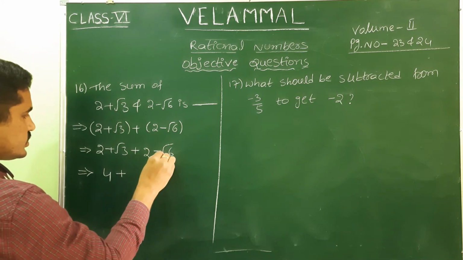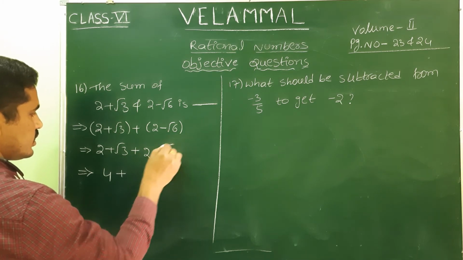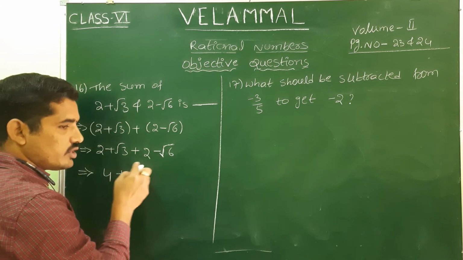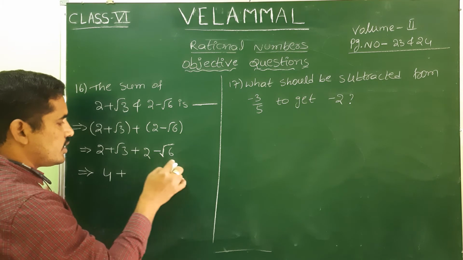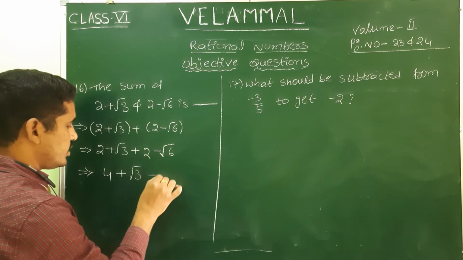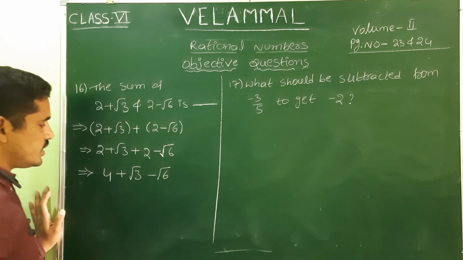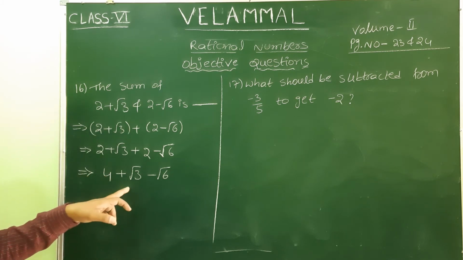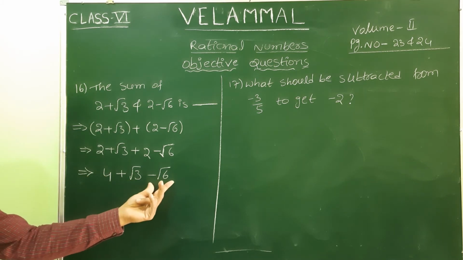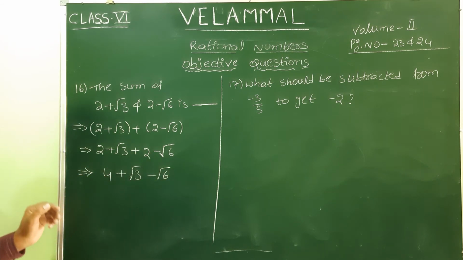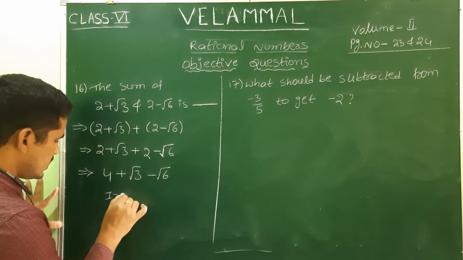These are irrational numbers. In the square root there are different numbers, so those will be left like the same. So 4 plus root 3 minus root 6 is our answer. So here asking what is the type of this. It is 4 plus root 3 minus root 6. Again root values we got. So that we will say this number, its answer is irrational number.